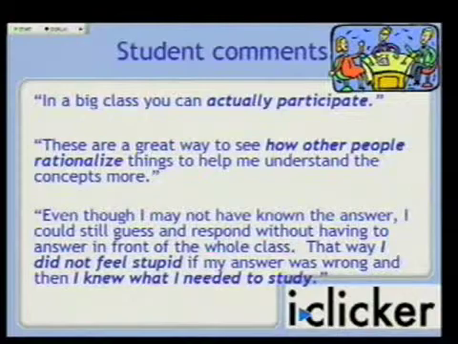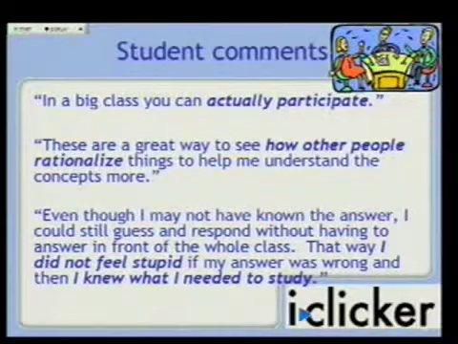Another nice thing is when you ask the students why they like it, it's for exactly the reasons we want them to like it. They seem to understand what's helping them. They like to participate in the class. They like to see how other people are thinking about it. It's all very, very good things. And one thing that seemed intuitive to me, at least when we did this, is you don't have to feel stupid if your answer is wrong.